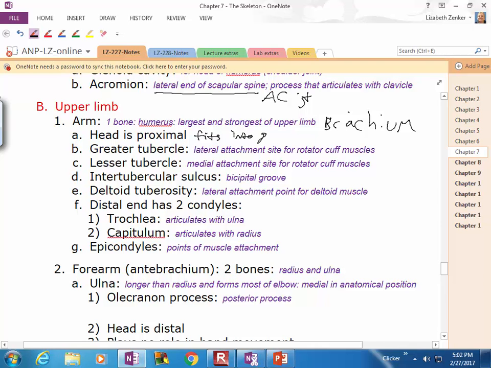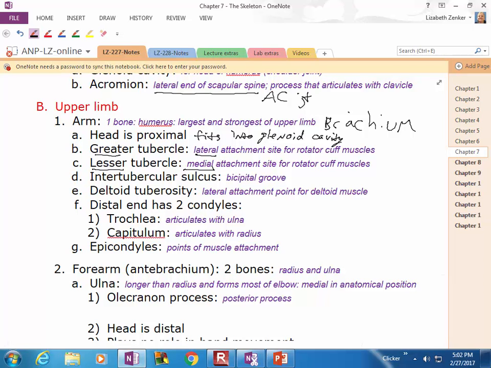There we go, brachium. So you have the head is proximal, meaning that it fits into the glenoid cavity. You have the greater tubercle, which is the lateral attachment site for rotator cuff muscle. You have the lesser tubercle, which is the medial attachment site for another rotator cuff muscle. You have the intertubercular sulcus, which is between the greater and lesser tubercle, also known as the bicipital groove.